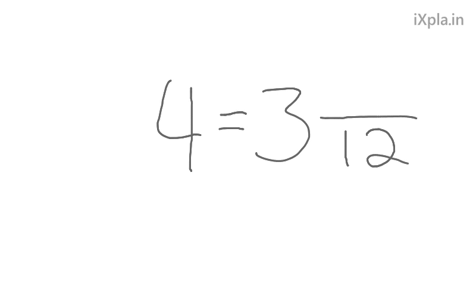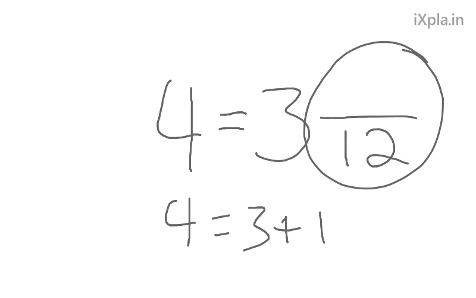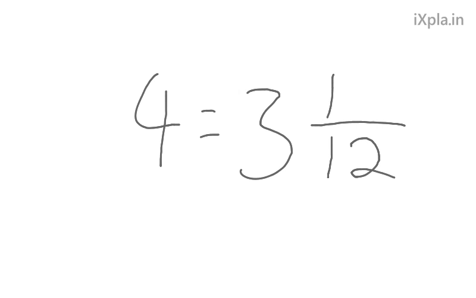Now the next one, it's asking 4 equals 3 and something over 12. Well, we know that 4 doesn't equal 3. We need to add 1 more for 4 to equal 3. And what I mean by that is, well, 4 equals 3 plus 1. We know that to be true. So we need to make this here the same as 1 so we can add it to our 3. All right, well, 4 equals 3 and 12 over 12. Because 12 over 12 is 1. And you add that 1 to the 3, and then you get 4 equals 4.